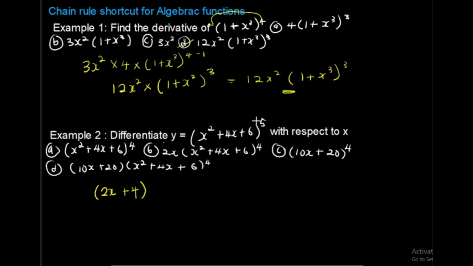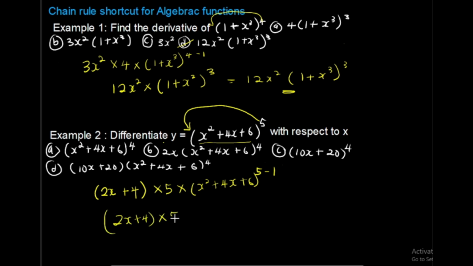Now the next step again is to apply the power rule of differentiation. You bring the power of the main function to the back. So we say times 5. All right, then times, rewrite the inner function, which is x squared plus 4x plus 6. Now our new power will be the main power minus 1. So we have 5 minus 1. So that will give us 2x plus 4 times 5, times x squared plus 4x plus 6 all raised to power 4.